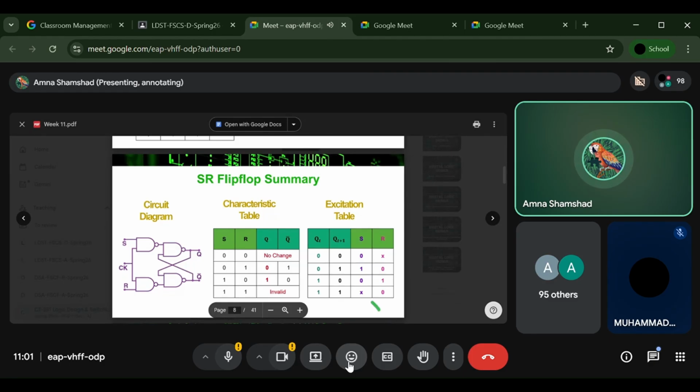Class, all of you please concentrate. For the SR flip-flop, this is the circuit diagram, which means this is the NAND implementation. Which gate is this? This is my NAND gate. NAND means when any of the inputs is 0, the output is 1.